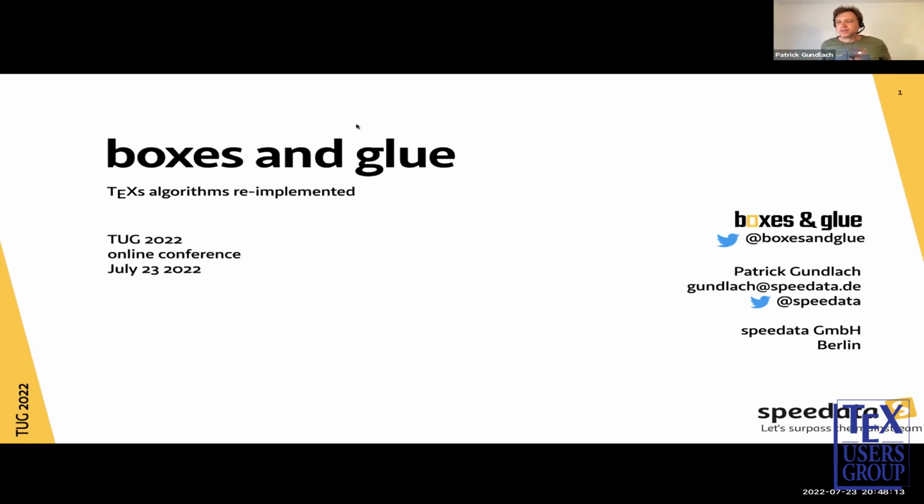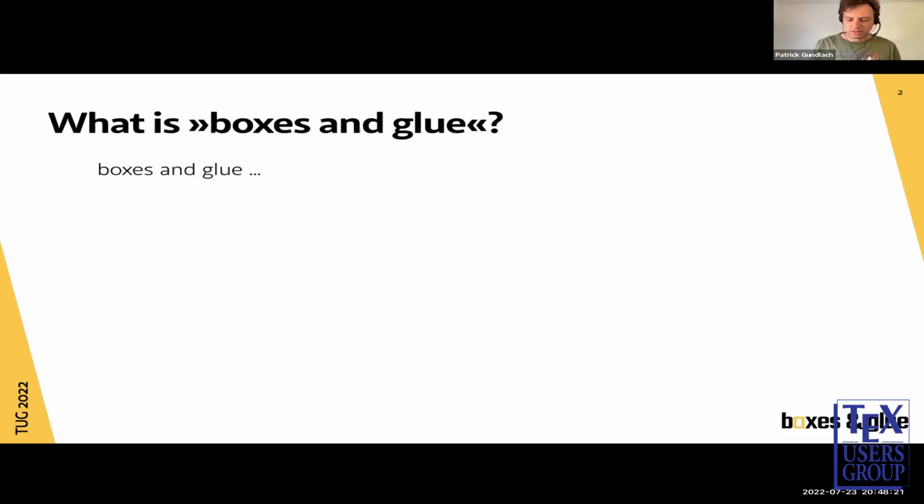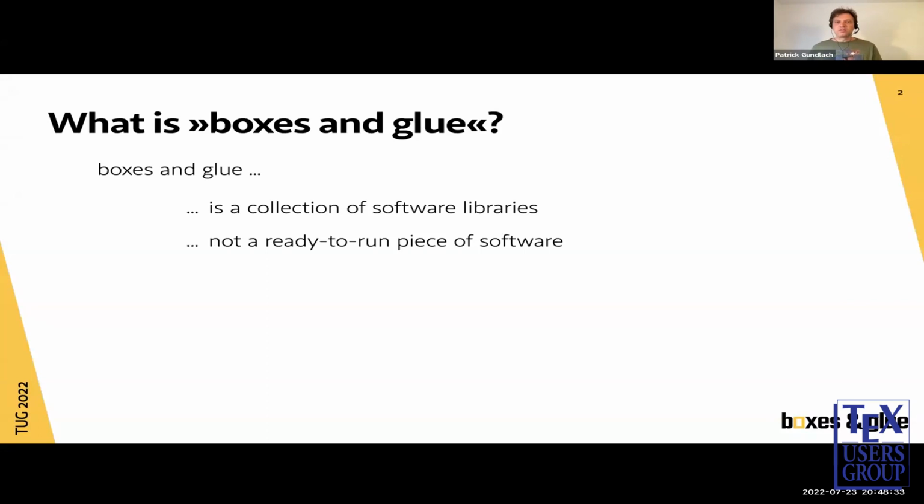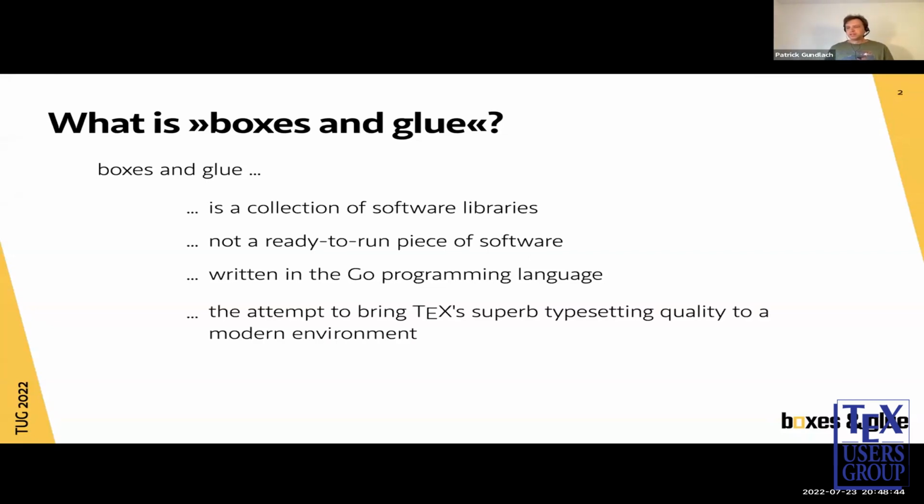Before I show the why and the how in detail, I'll try to give a short overview of Boxes and Glue. This doesn't work. Okay, let me try. So what is Boxes and Glue? Boxes and Glue is a collection of software libraries, and therefore it's not a ready-to-run piece of software or program such as TeX. The library is written in the Go programming language and is an attempt to bring TeX's superb typesetting quality to a modern environment. And it's available under an open source license.